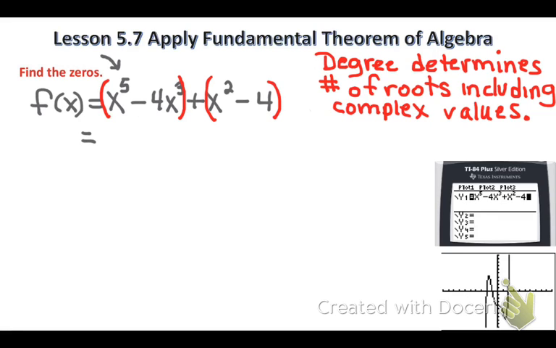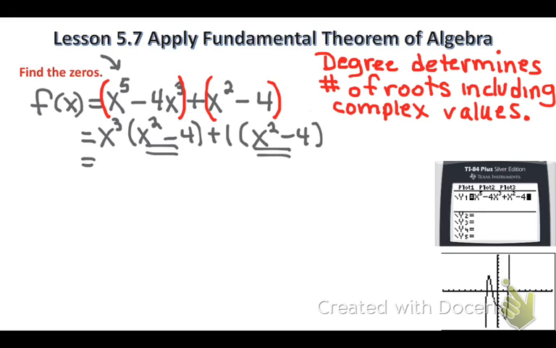Out of the first set of parentheses, I will take out an x cubed. So I'm left with x squared minus 4. And the second set of parentheses, I'm just going to factor out a 1. We have to take something out. So x squared minus 4. We'll take our lookalikes. Again, not a mathematical term. What we factored out.